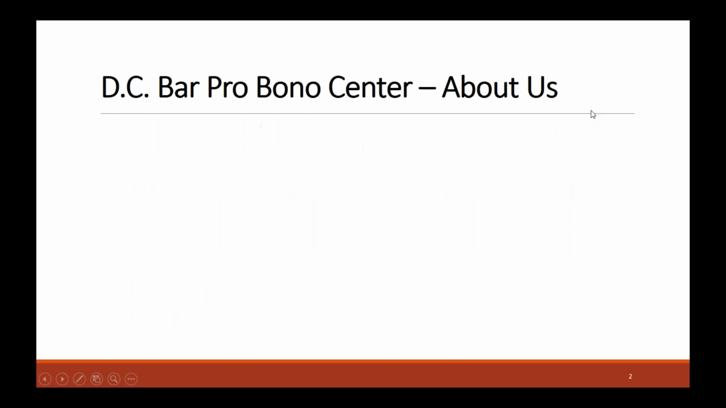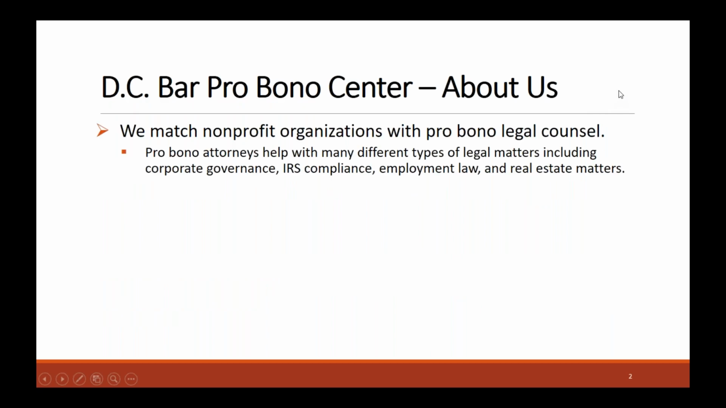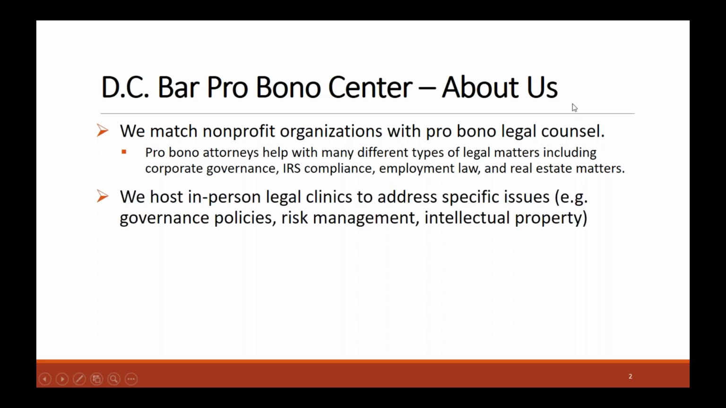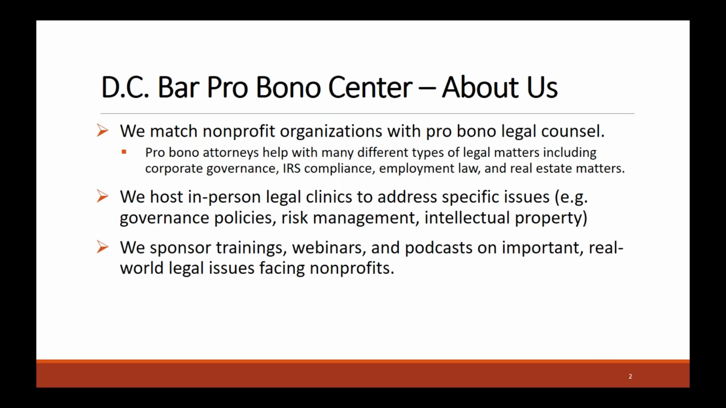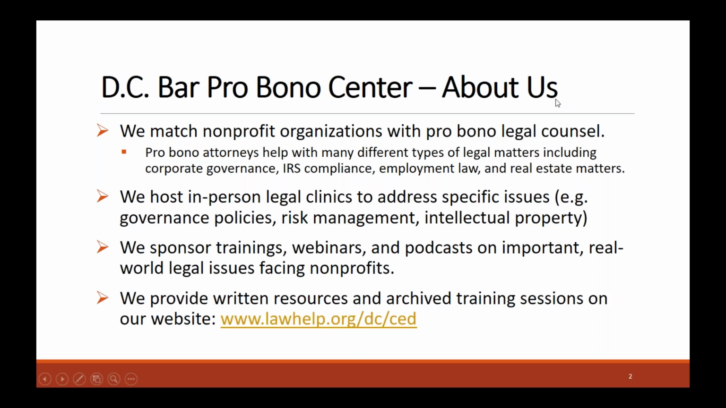Okay, so a little bit about us at the DC Bar Pro Bono Center. We match nonprofit organizations with pro bono legal counsel. That's our main program. Pro bono attorneys can help nonprofits with many different types of legal matters, including corporate governance, IRS compliance, employment law, real estate matters, the whole gamut. We also host in-person drop-in legal clinics or one-day legal clinics that address specific issues, such as corporate governance, risk management, or intellectual property. We also sponsor trainings, webinars, and podcasts on important real-world legal issues facing nonprofits, like today's event. And we provide written resources and archived training sessions on our website.